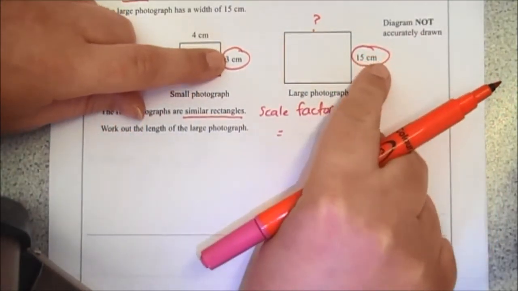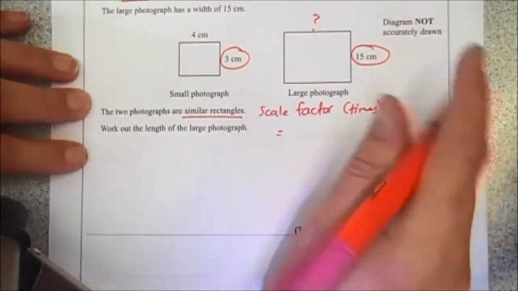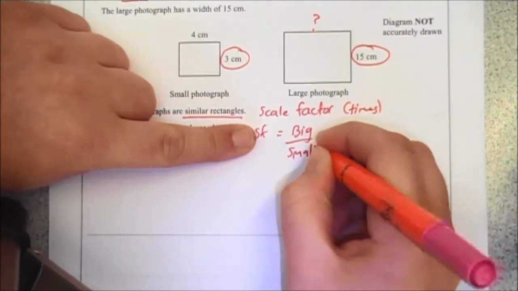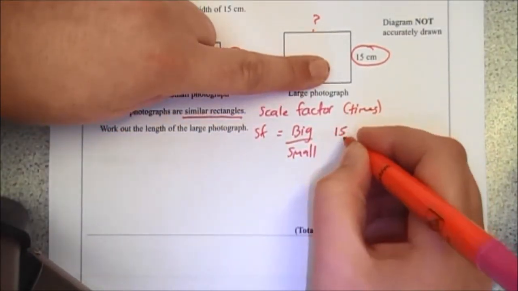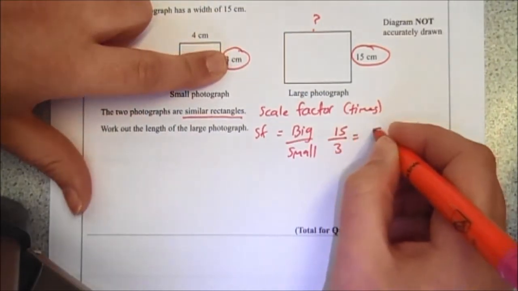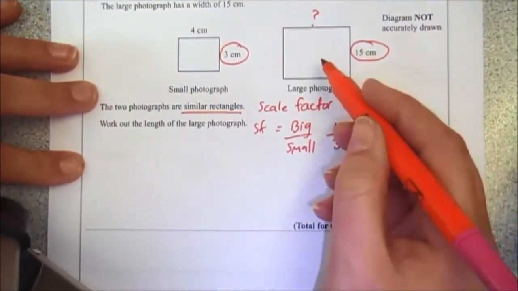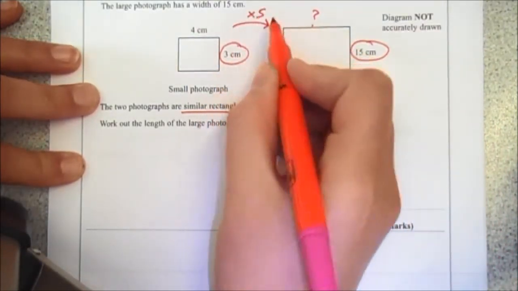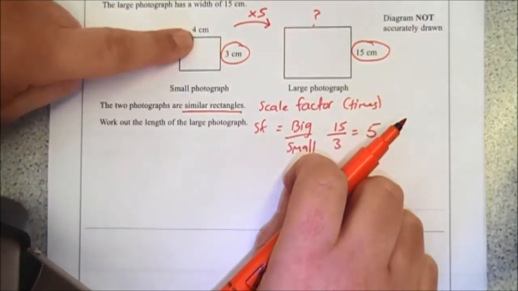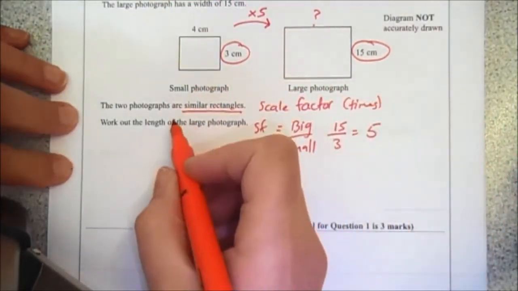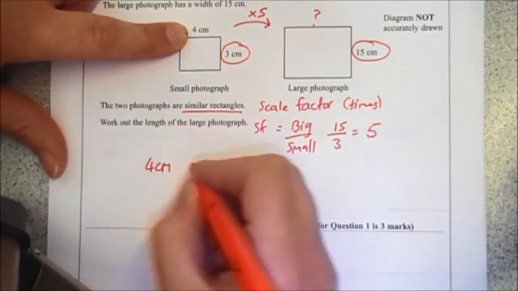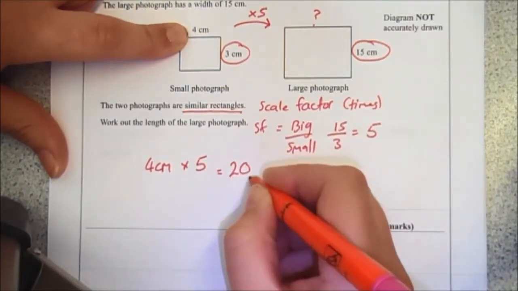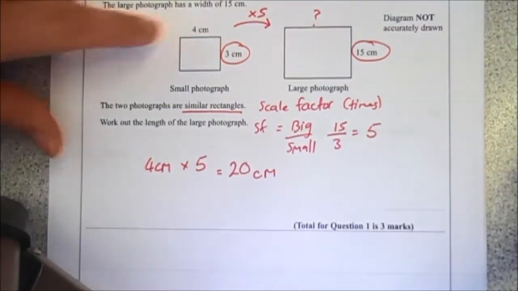So as soon as I find the piece of information I have for both rectangles, I can find the scale factor by doing the big divided by the small. So I can do 15 divided by 3 equals 5. That means that this rectangle is 5 times larger than that one. So to get to this from this, I just times by 5. Therefore, because my length over here is 4 centimetres, I need to multiply that by my scale factor of 5, and that will give me my new length of 20 centimetres.